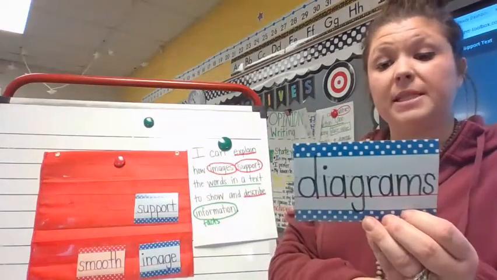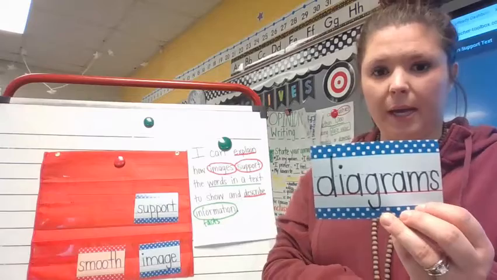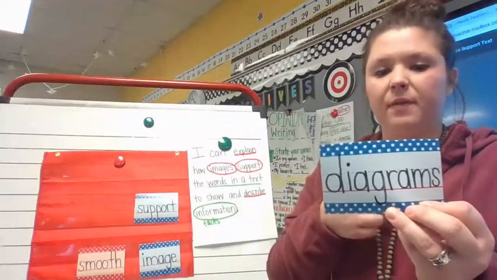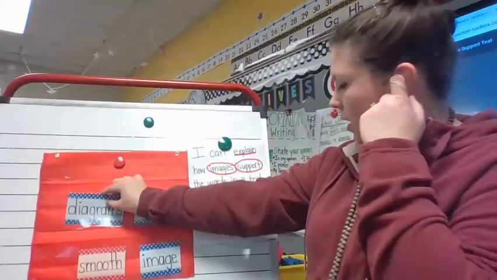This week, we've been looking at an image, specifically the text feature of a diagram. A diagram is a simple drawing that is used to explain something, okay? So it's a certain type of image. It's a drawing that's used to explain something.